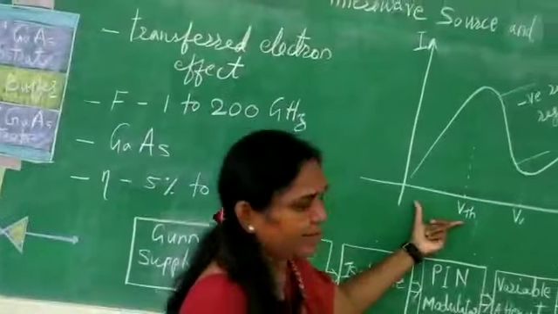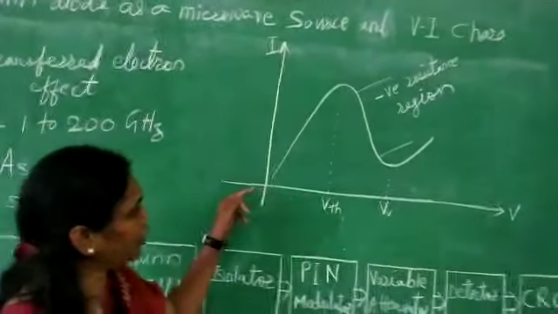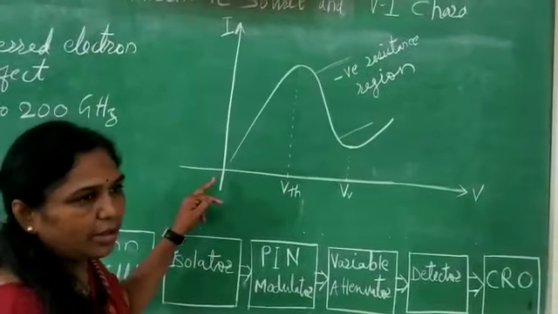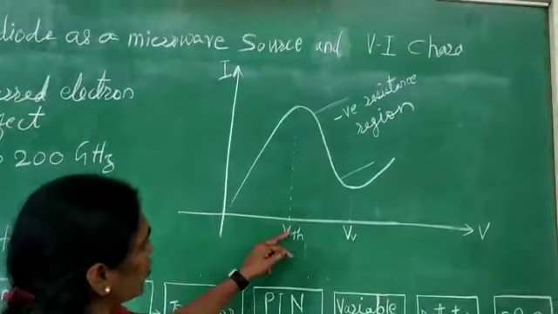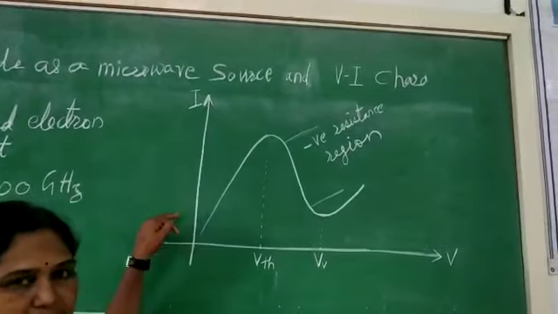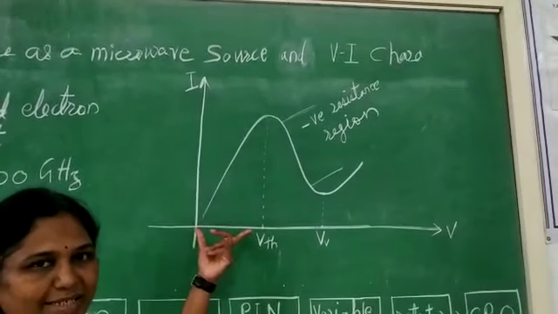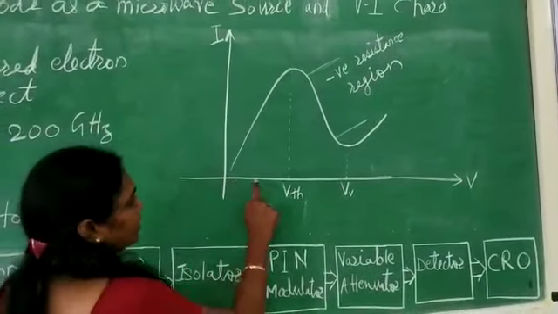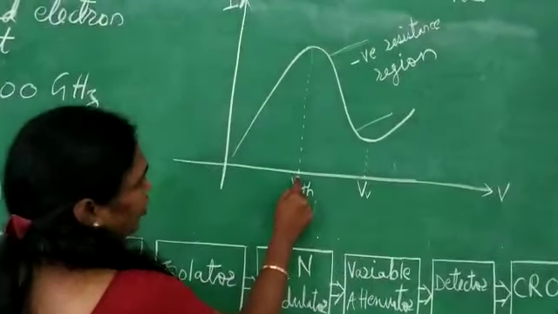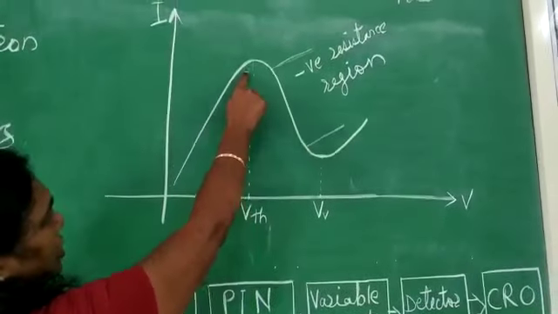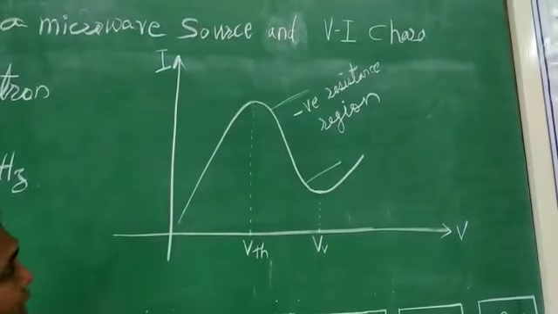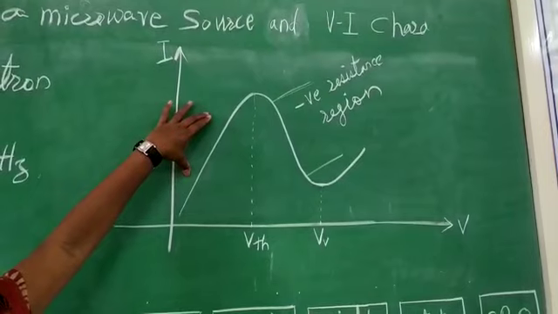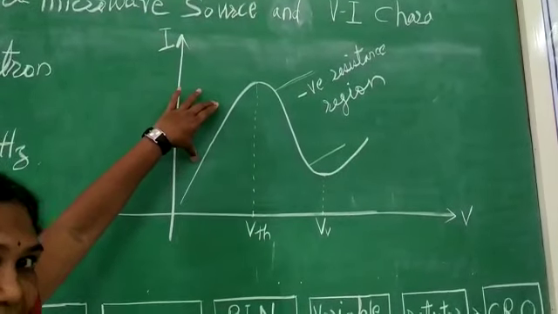These are the characteristics of the gun diode. Actually in this region, when we increase the bias voltage, current also increases. The gun diode operates the same as a normal PN junction diode. When we increase the bias voltage up to the threshold voltage, the current flowing through the diode also increases, and this region is called the positive resistance region.